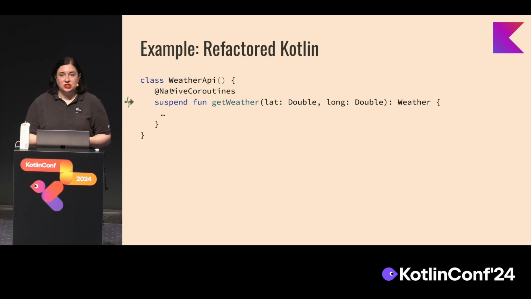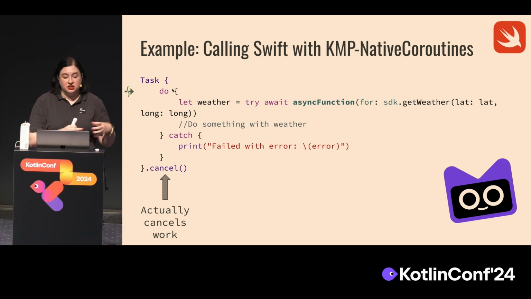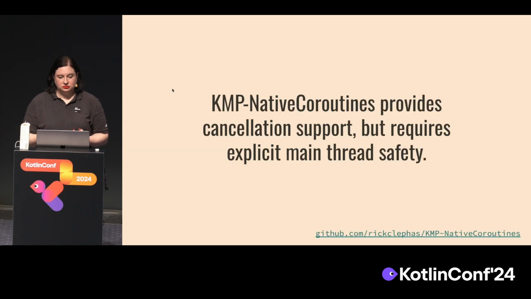So instead, we're going to use a very nice library from Rick Clephas called KMP-NativeCoroutines to help us. We have to mark our Kotlin function with the @NativeCoroutines annotation, and then we wrap that suspend function call in Swift with the asyncFunction. And when we call cancel on the task, that work will be cancelled from within the suspend function. So KMP-NativeCoroutines provides that cancellation support that we need.